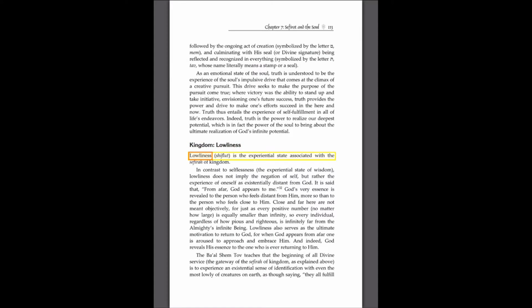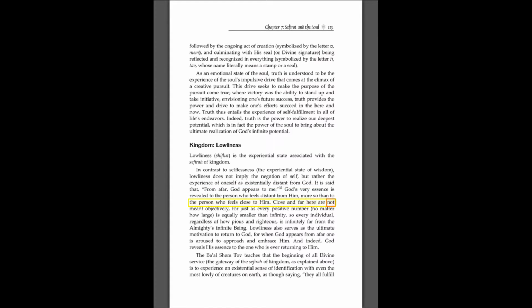Kingdom, lowliness, shiflut, is the experiential state associated with the Sefirah of kingdom. In contrast to selflessness, the experiential state of wisdom, lowliness does not imply the negation of self, but rather the experience of oneself as existentially distant from God. It is said, "From afar, God appears to me." God's very essence is revealed to the person who feels distant from Him, more so than to the person who feels close to Him.